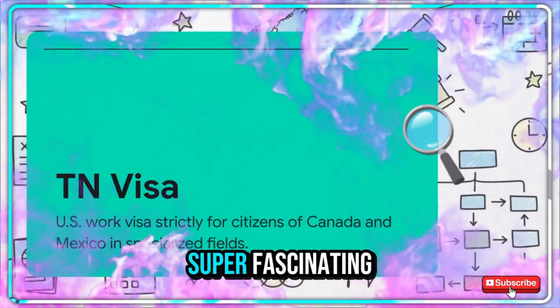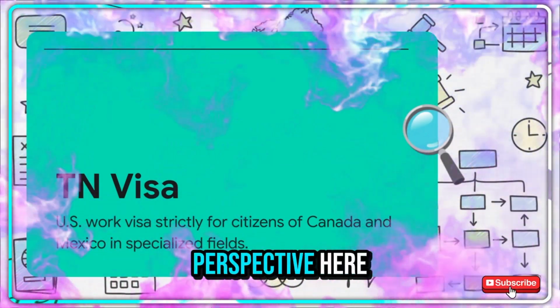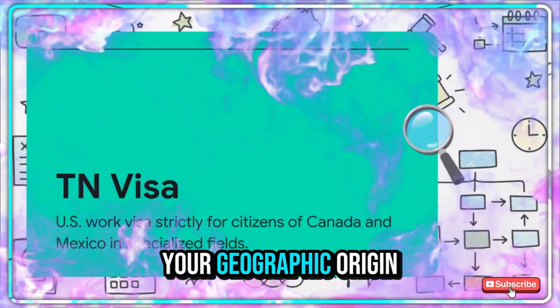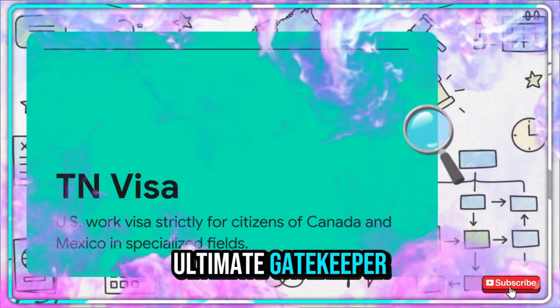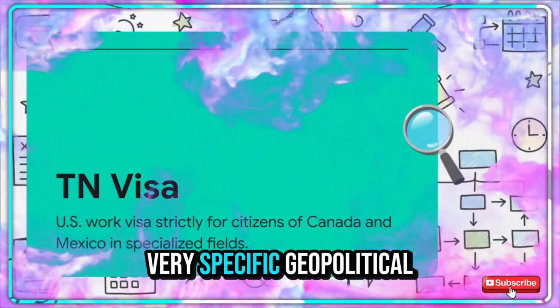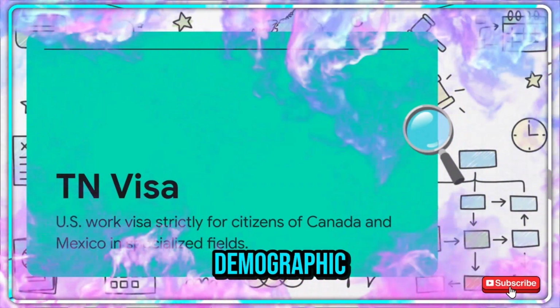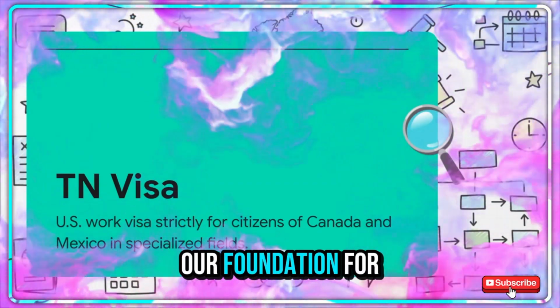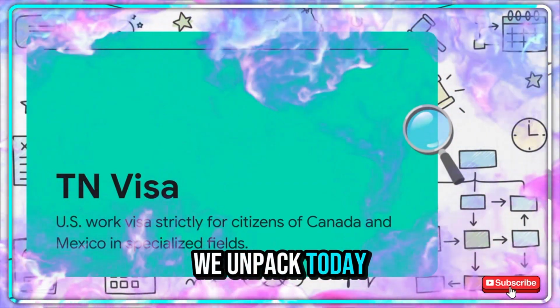And honestly, what's super fascinating from an analytical perspective here is that from the absolute very first step, your geographic origin acts as the ultimate gatekeeper. It's essentially a closed-loop system built for a very specific geopolitical demographic. Truly understanding that rigid limitation, that's going to be our foundation for everything else we unpack today.